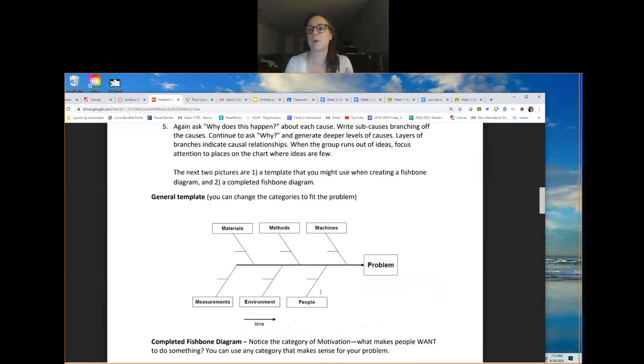This is a fishbone diagram. You could plug any problem into this diagram and come up with possible reasons why the problem happened. So let's think of a problem and try it out. Someone give me a problem.